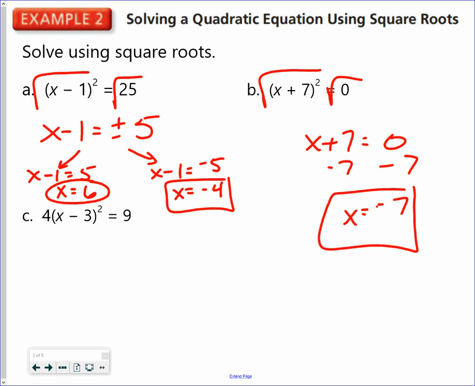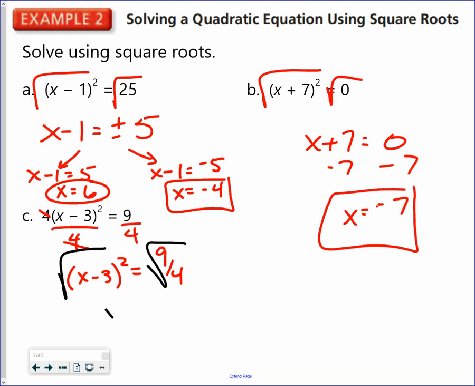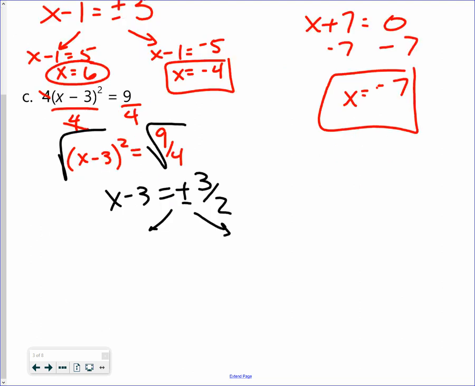Now we're going to get a little bit in depth here. You don't distribute, just divide. There's a number out in front that's being multiplied. I can divide by that number. Take the square root of both sides. Anytime you take the square root of both sides, you get a plus or minus answer. Square root of the top, square root of the bottom. And then split this into two questions.